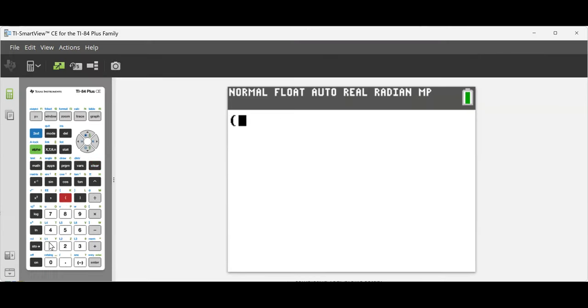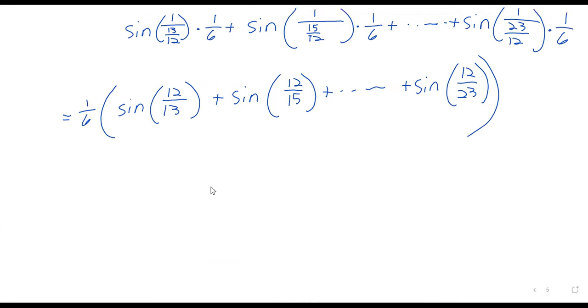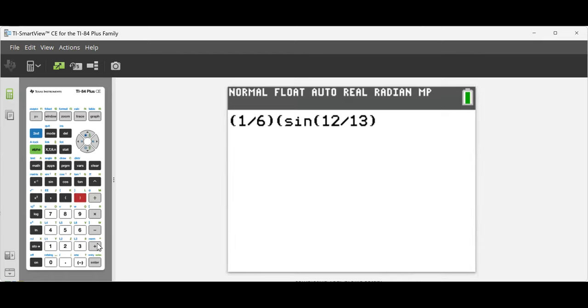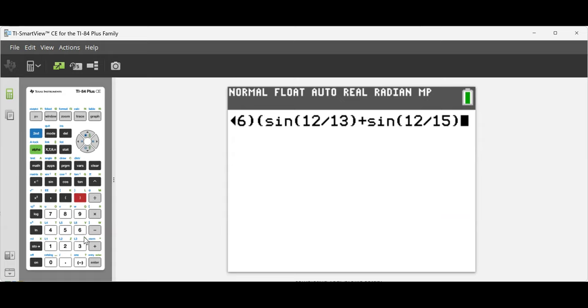So we want a 1/6 out front. Then we want the sine of 12/13, plus the sine of what's going up. Is it 12/15? 12/15, thank you. So at this point, I mean, this pattern, the denominator is going to keep going up by one.